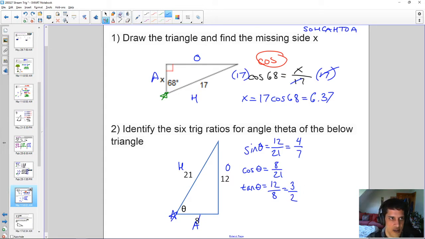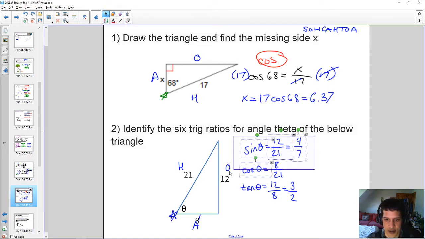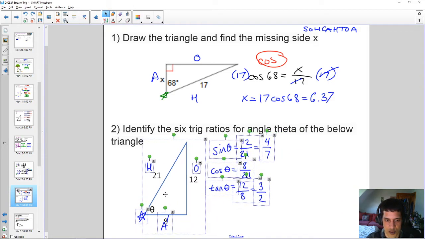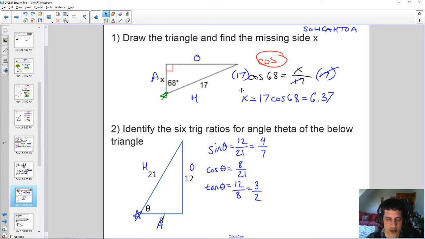Sweet. Okay, let's move all this junk over for a sec. Cool. Continuing on with our reciprocal identities. The reciprocal of sine is cosecant, CSC theta. And that's going to be 21 over 12.